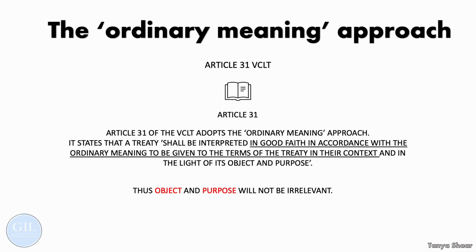This meant that stage 1 of the old process, which was giving words their ordinary meaning, would be applied, but the teleological approach was also applied by making sure that all of the words were analyzed in context in light of the object and purpose of the treaty. This thus combined the old approach, which was a two-step approach, into a one-step approach now enshrined under Article 31 of the VCLT, known as the ordinary meaning approach.